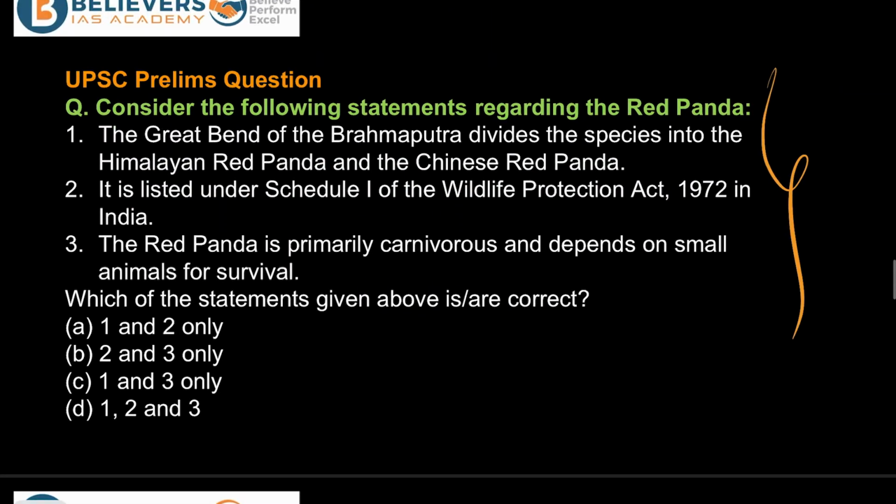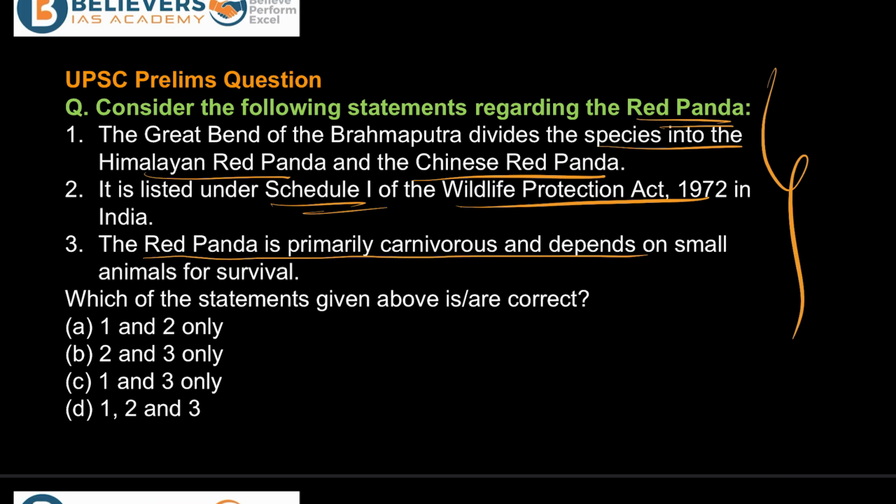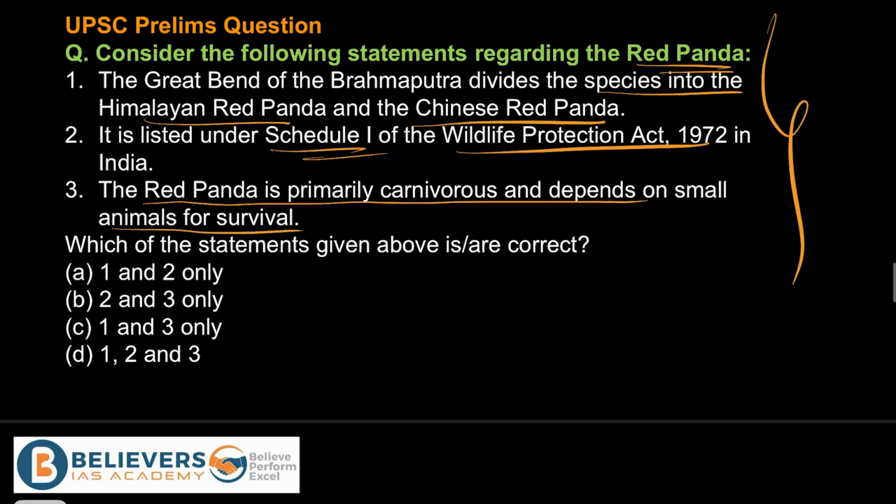Now we will solve one prelims question. Consider the following statements regarding red panda. The Great Bend of the Brahmaputra divides the species into Himalayan red panda and the Chinese red panda. It is listed under Schedule 1 of the Wildlife Protection Act 1972. The red panda is primarily carnivorous and depends on small animals for survival. Which of the statements are correct?